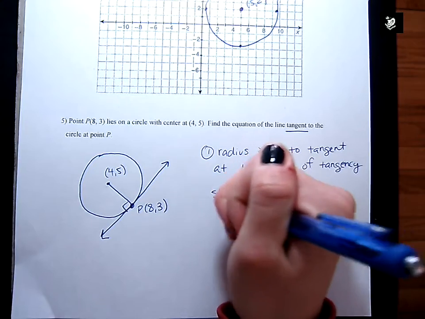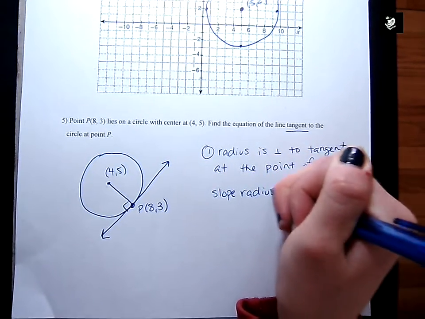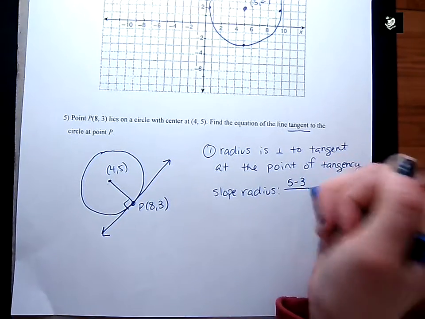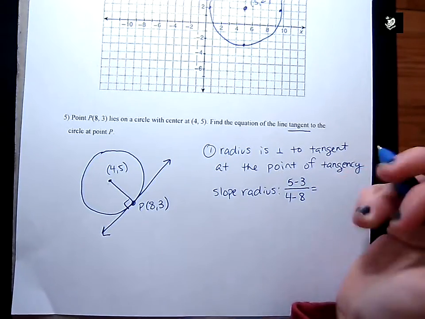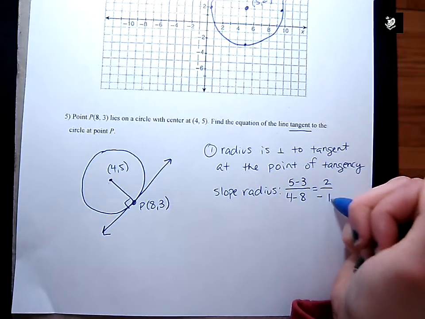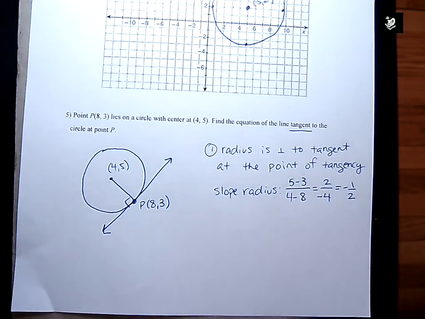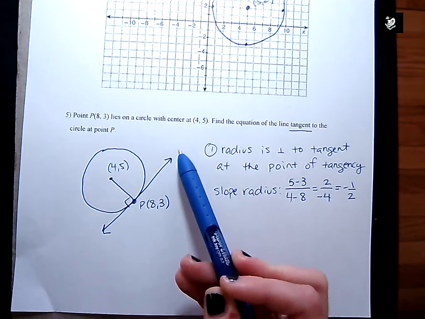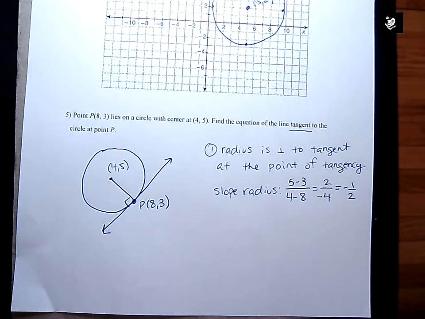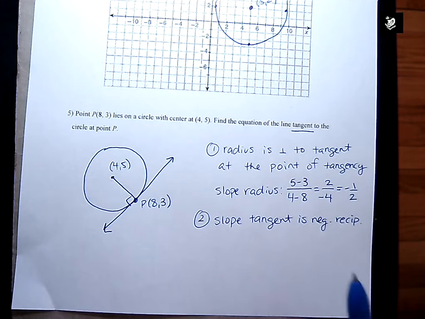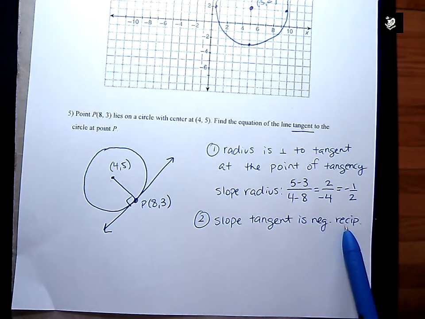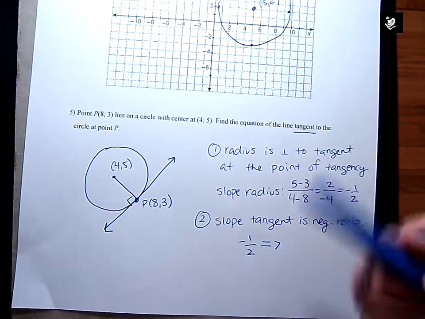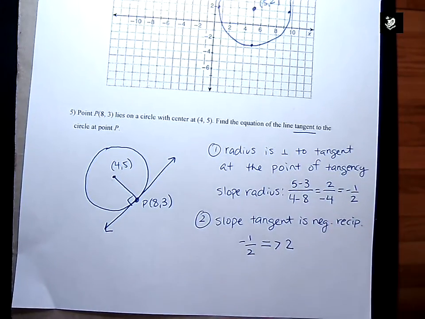To find the slope of the radius, I'm going to use the 2 points that are given to me. Remember, slope is change in y over change in x. So the change in y, 5 minus 3, over the change in x. Solve that out, and you get 2 over -4, which is really just -1/2. That's the slope of the radius. I want to find the slope of the tangent, which is perpendicular to that radius. When two lines are perpendicular to each other, their slopes are negative reciprocals. So if the slope of the radius is -1/2, the negative reciprocal, which means to flip it and take the opposite sign, is positive 2.